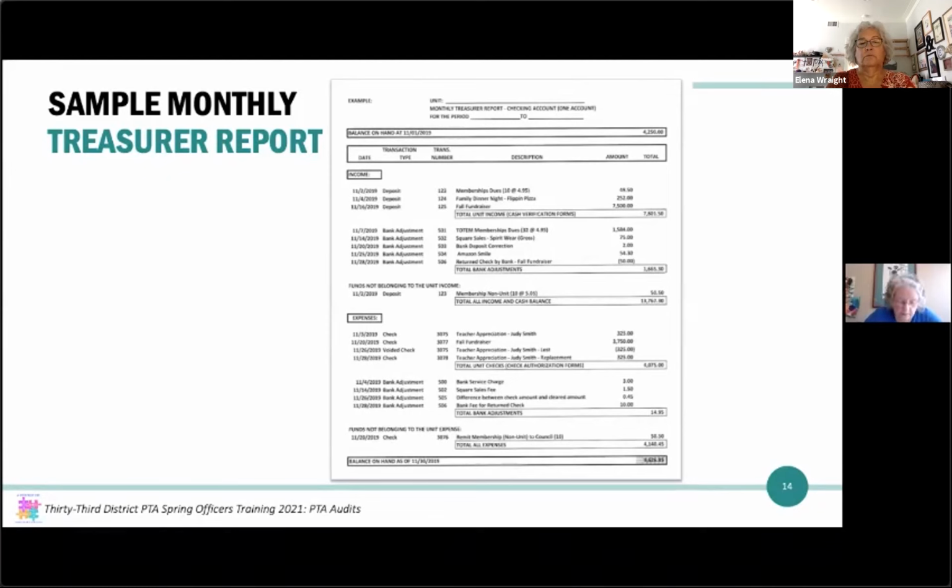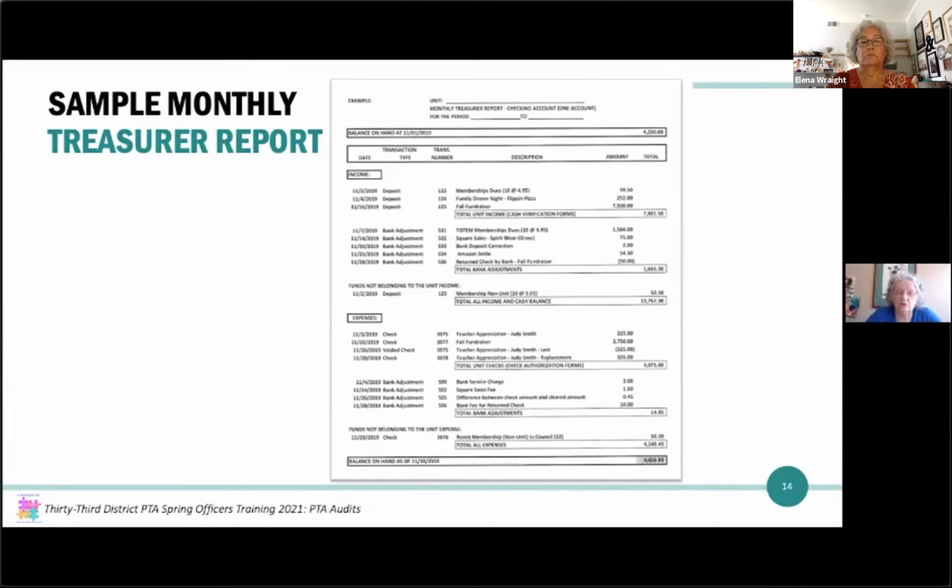Okay, and then other types of income are fundraisers and family dinner nights. Transaction number is important, and I know in financial systems, they are automatically generated. But if you're using some manual reporting or Excel, I would suggest that you use transaction numbers. Those are your best friends, as far as recommending maybe to the treasurer that they use transaction numbers, because that's easy to follow. And then we have bank adjustments.